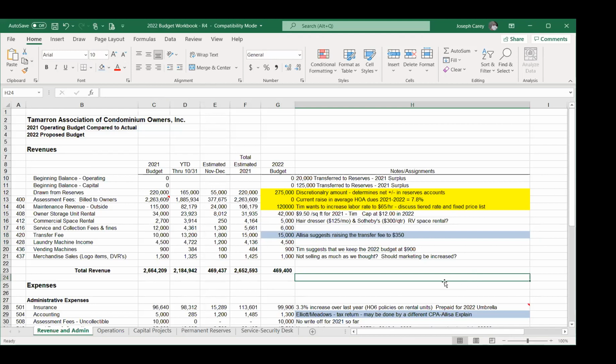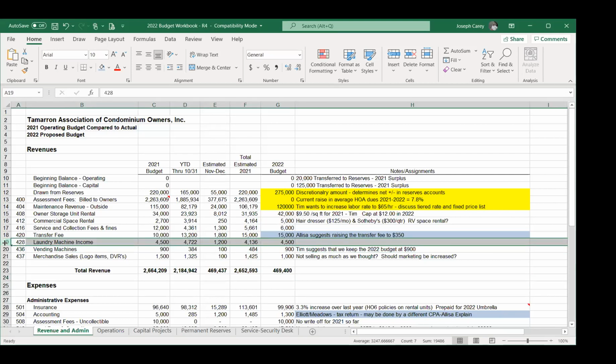17.5. Okay. Laundry machine income. Nothing, we got almost what we expected, so we'll leave the budget as is.